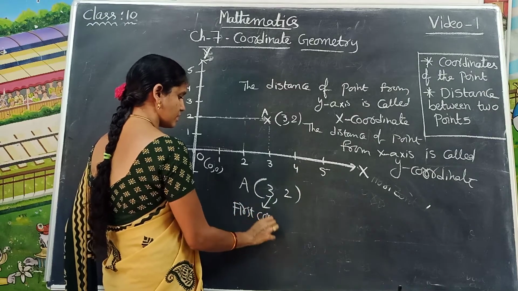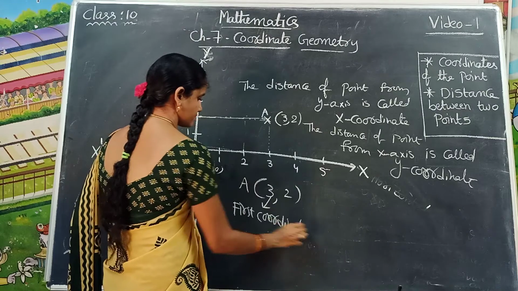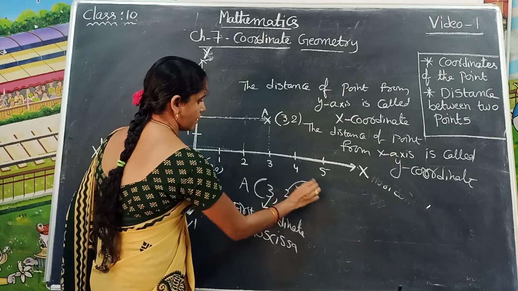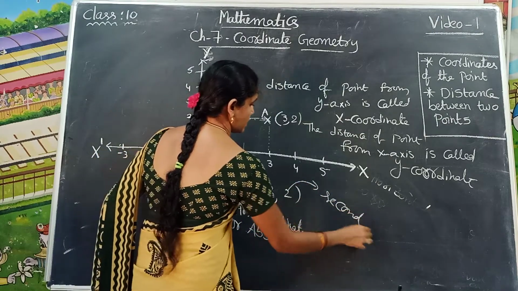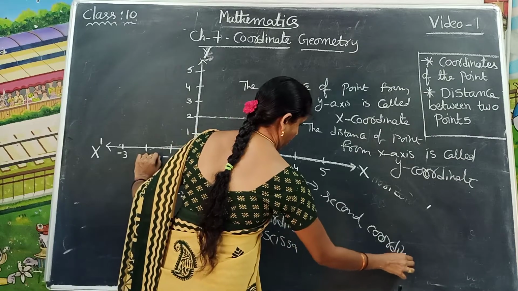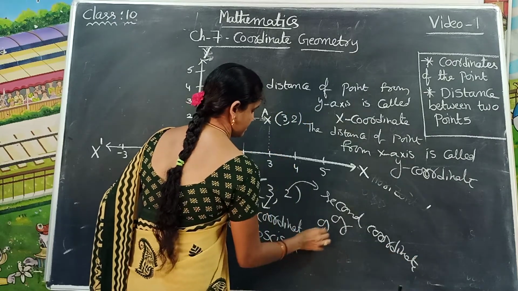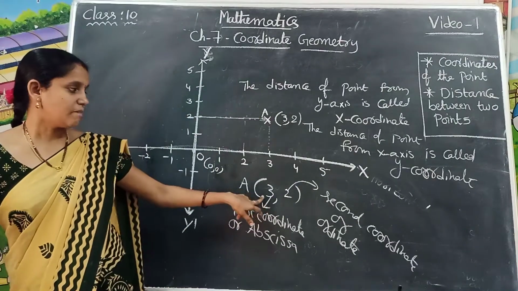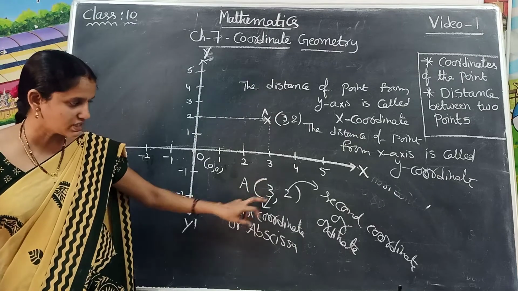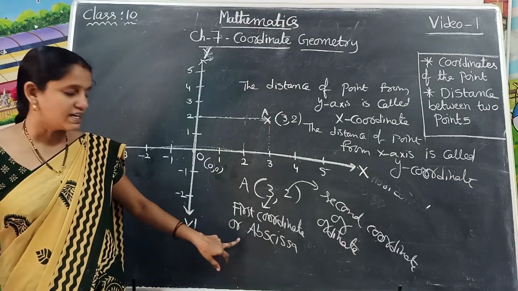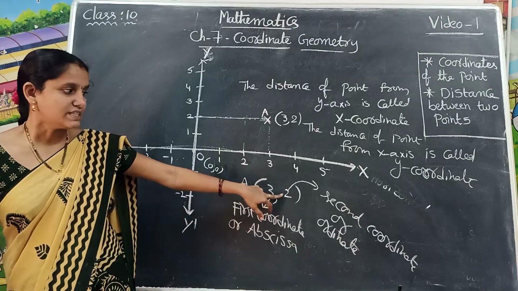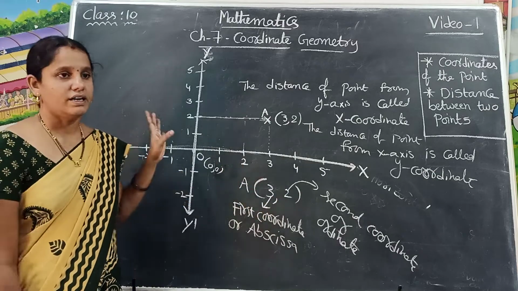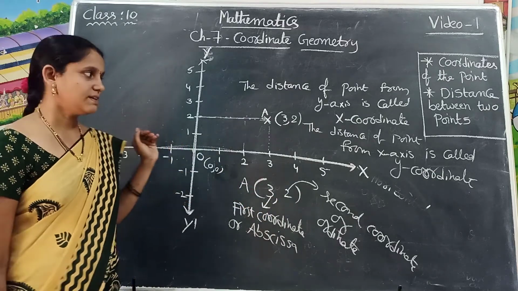And here if you write A (3, 2), here the first one is called first coordinate or abscissa. Here 2 is called second coordinate or ordinate. So in an ordered pair, this x-coordinate is also called first coordinate or abscissa. This second coordinate, the y-coordinate, is also called ordinate. Okay? So this is about Cartesian plane.